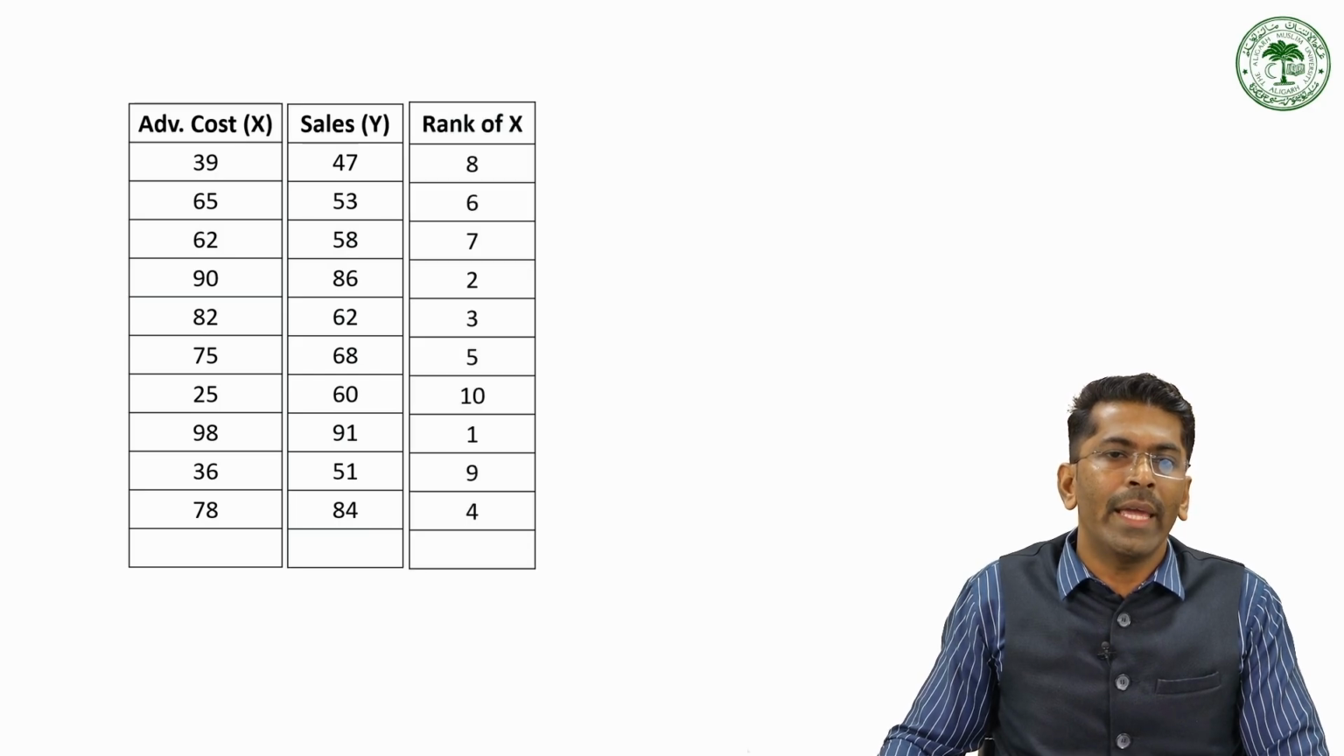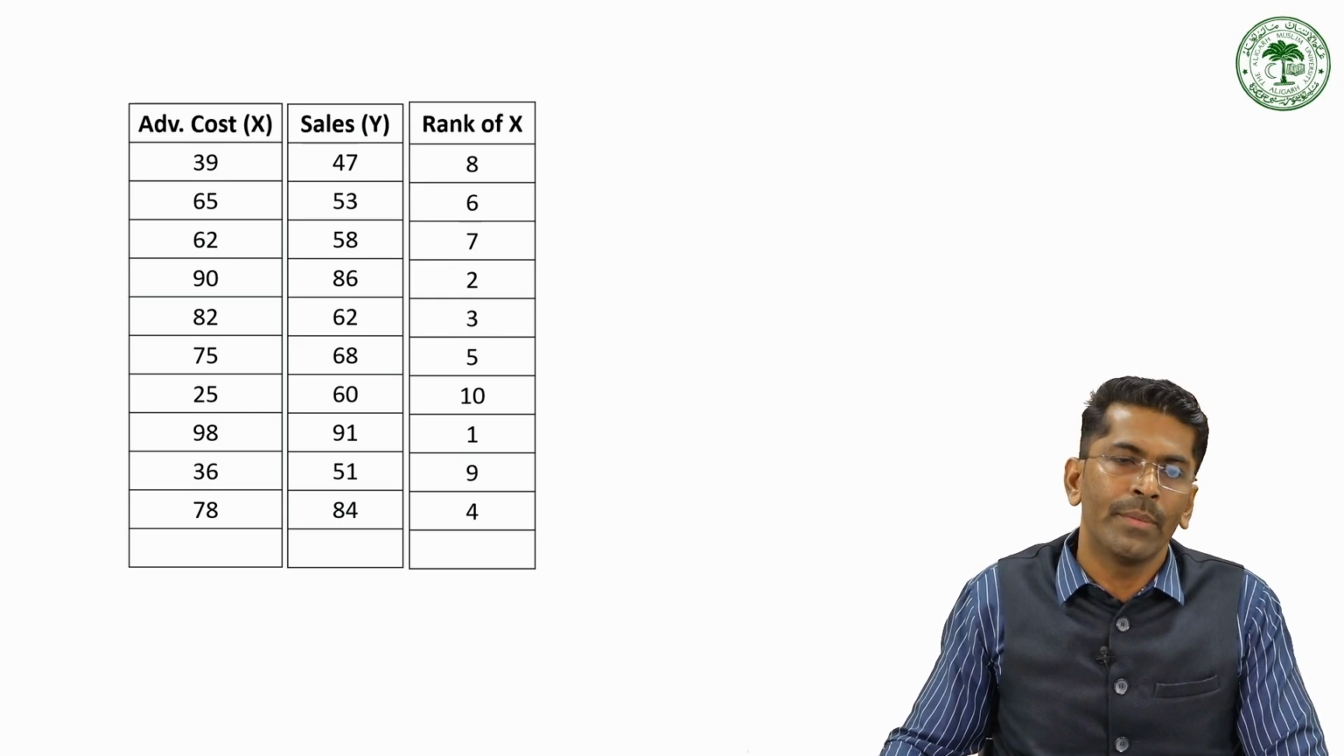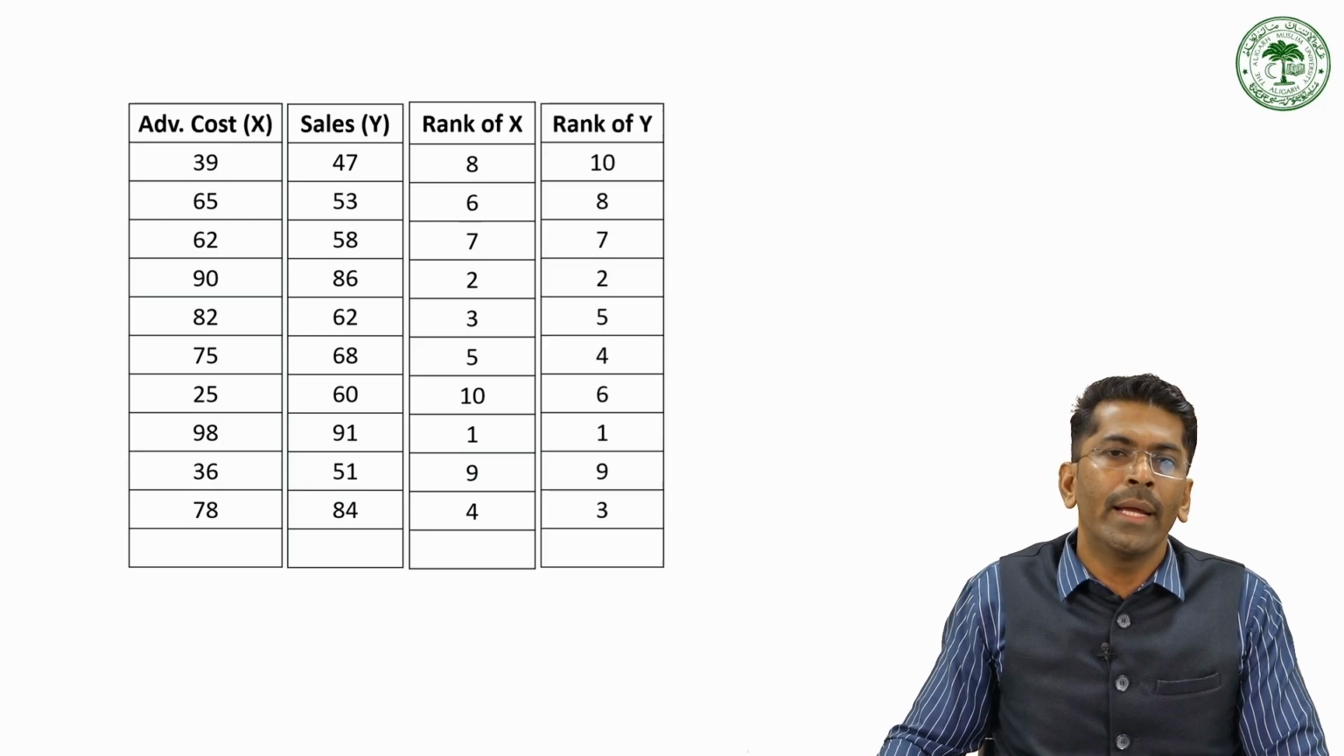See the ranks of X. The highest value gets the first rank, so 98 is ranked 1, followed by 90 as the second rank, then the third rank is 82, then the fourth rank is 78, and the fifth rank is 75, and so on up to 10 observations. Similarly, Y also I am going to rank by assigning the highest value, that is 91, rank 1, followed by 86, which is the second rank, then 84, the third rank, then 68 is the fourth rank, then 62 is the fifth rank, and accordingly the remaining values.